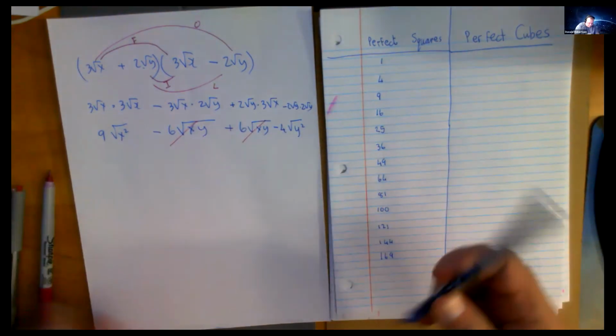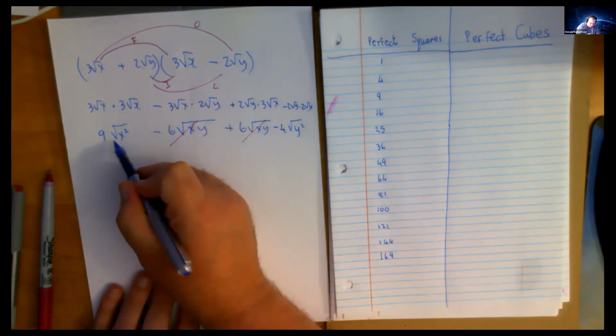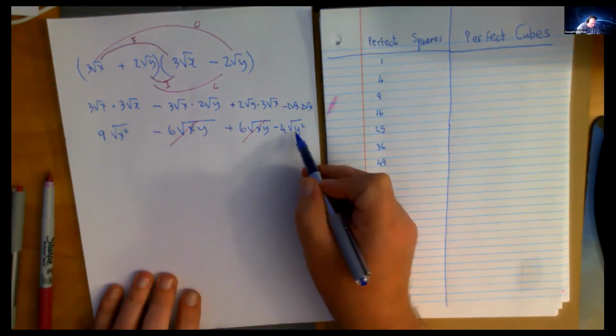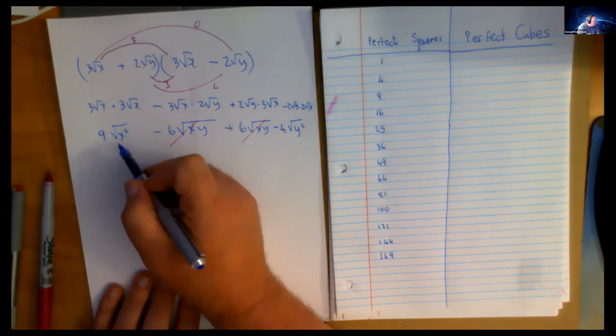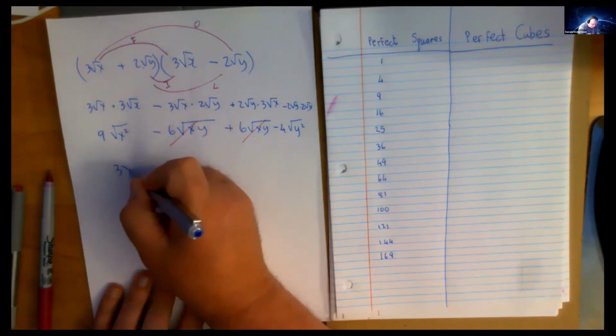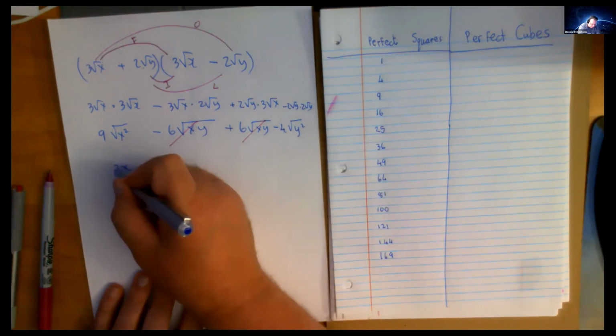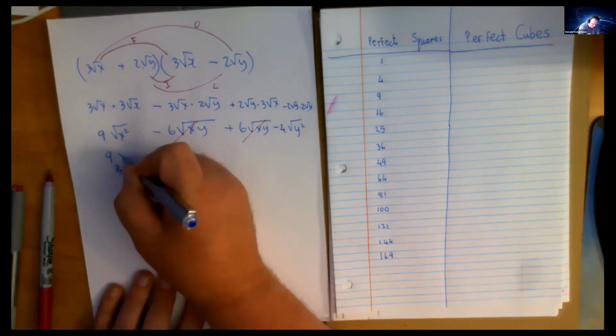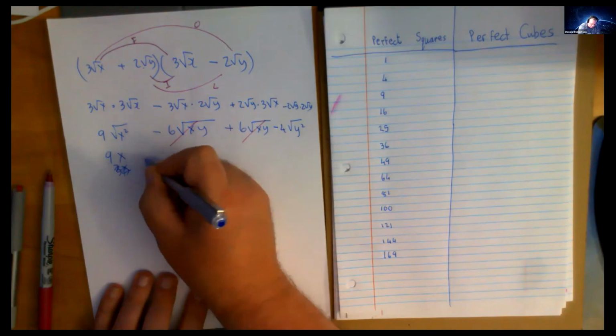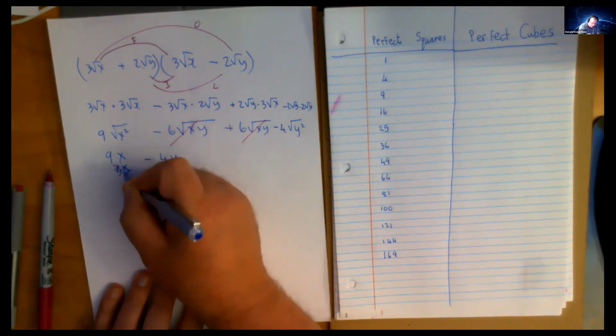Which means that this guy here and this guy here are the only 2 that's left, and they come out to be quite nice as well. Isn't the square root of x squared 3x? And the square root of this guy, well, what am I saying, 3x? 9 is still 9, 9x. And this guy here is take away 4y.